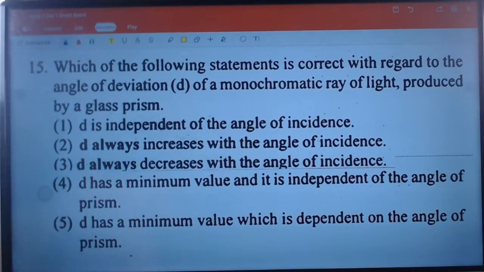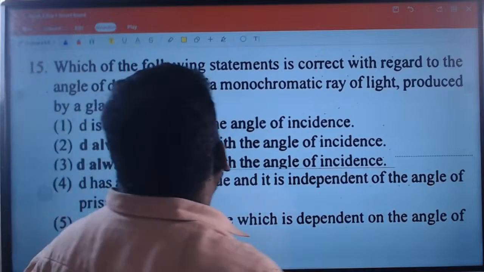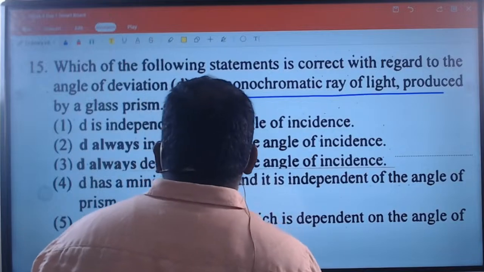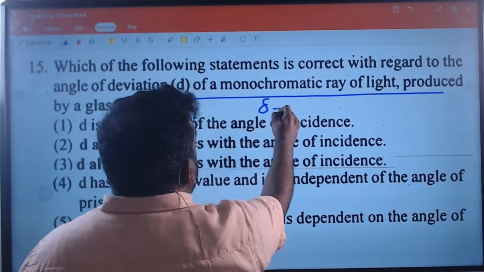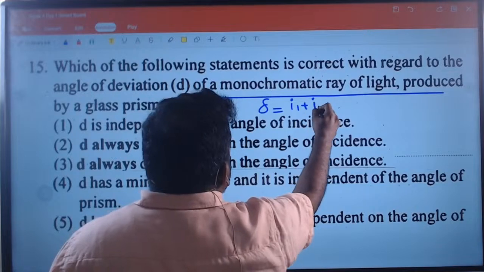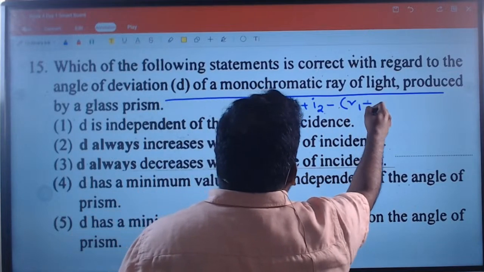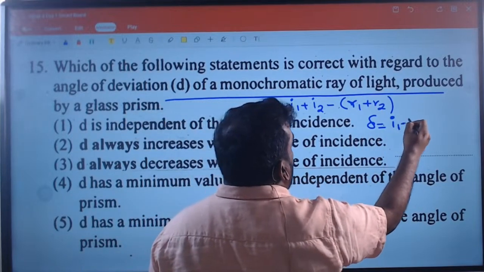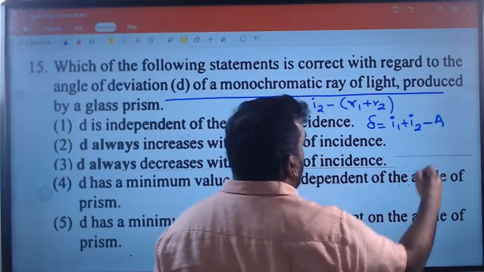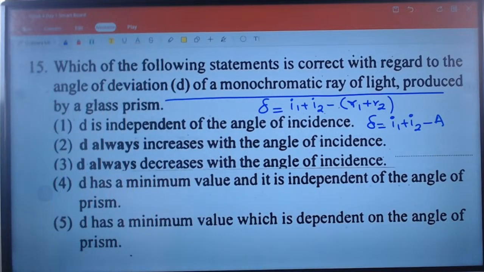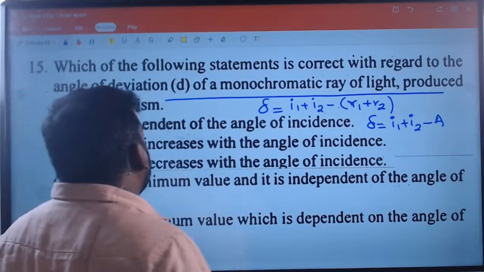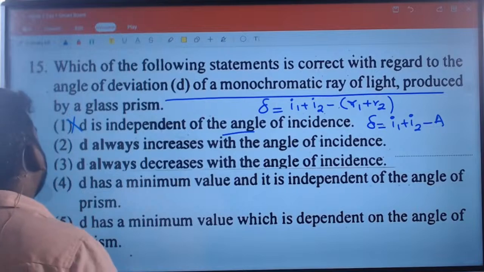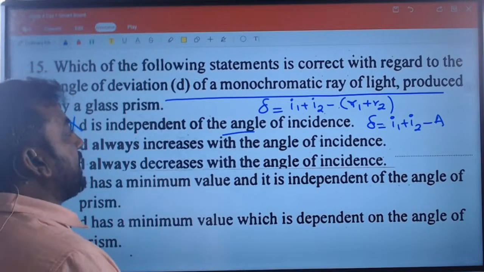Which of the following statements is correct with regard to angle of deviation of a monochromatic ray of light? Delta is equal to I1 plus I2 minus R1 plus R2, so delta is I1 plus I2 minus A. First one: D is independent of the incident angle. Wrong, it depends on the incident angle. D always increases with the angle of incidence.